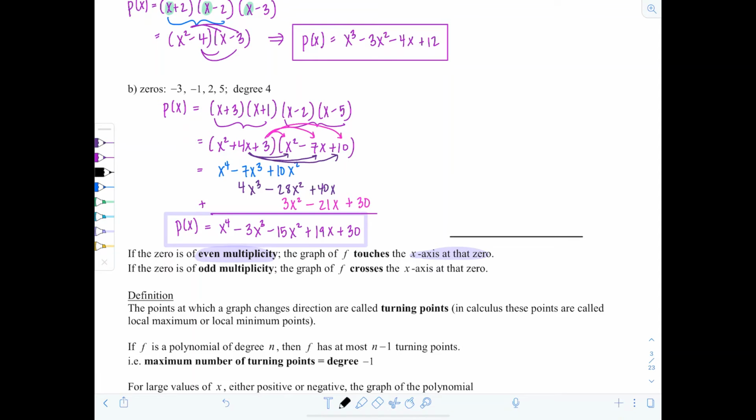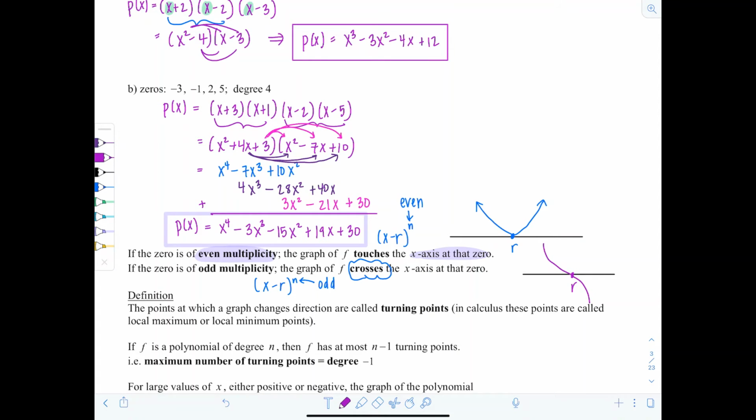So say here's the x-axis, and the factor is (x minus r) to the n, and n is even. Then here's r. The graph touches it, so it touches and bounces back up. Now, if the 0 is of odd multiplicity, so this time you have (x minus r) to the n, and n is an odd number, then the graph crosses the x-axis at that 0. So what would that look like? It crosses, it goes through to the other side. So here's r, it'll go through.